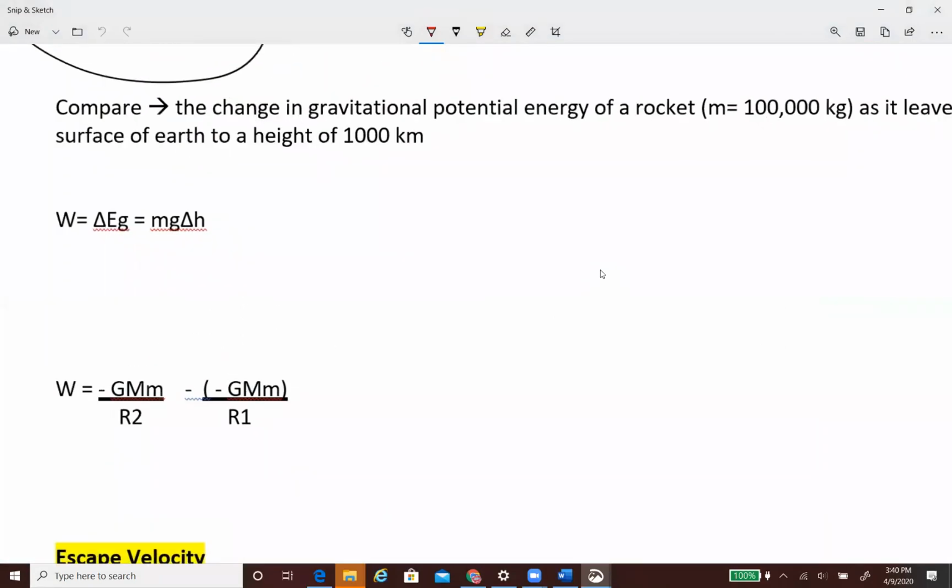Okay, so last year we would have said the change in energy of the rocket is the mass of the rocket, 100,000 kilograms, times g, times the change in height. So the change in height will be h2 minus h1. Well, h1 is the surface of the Earth, so we're going to say the surface is 0, okay?